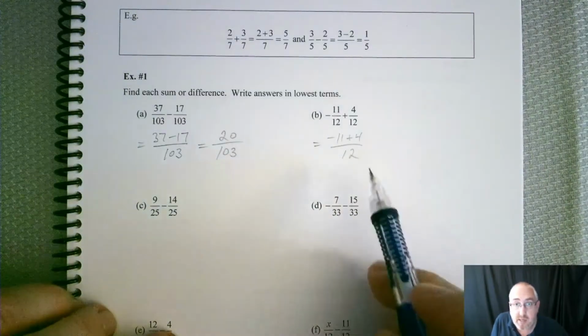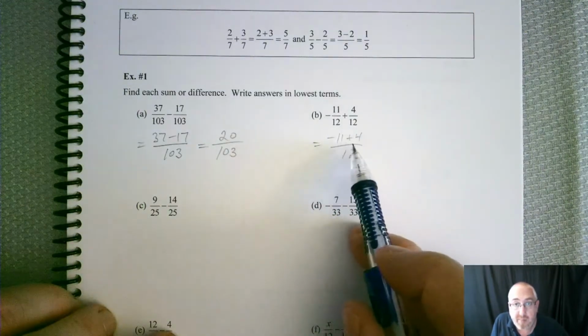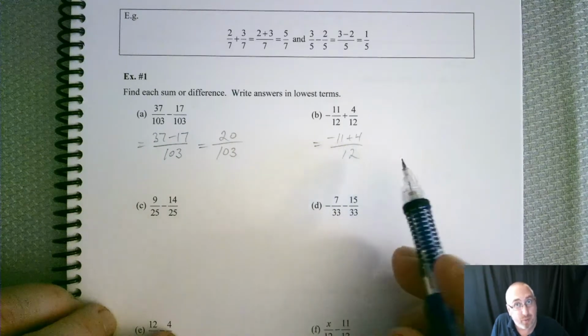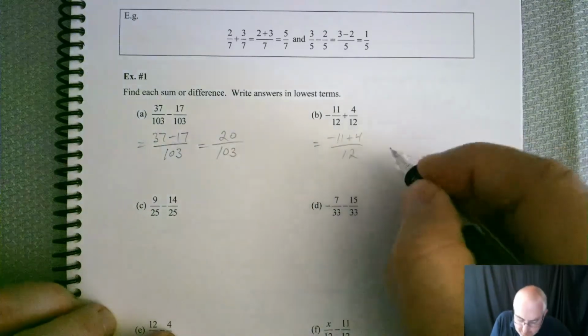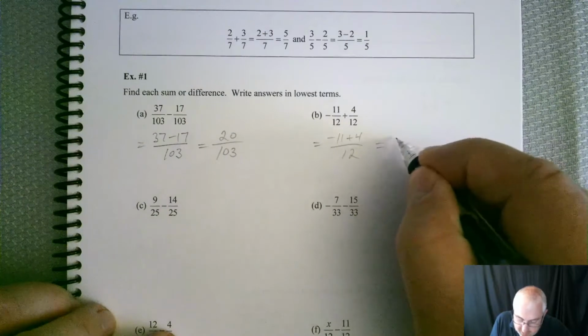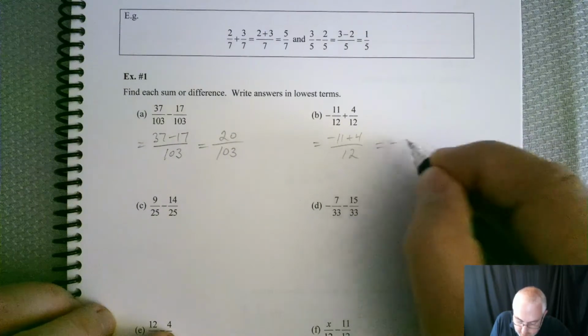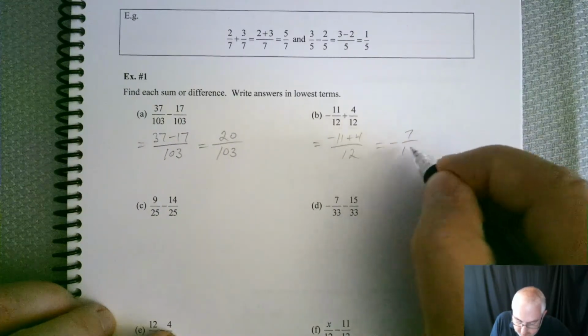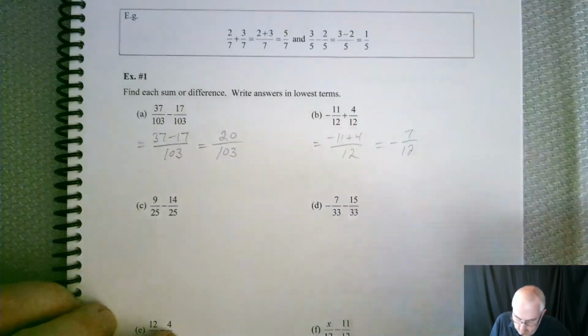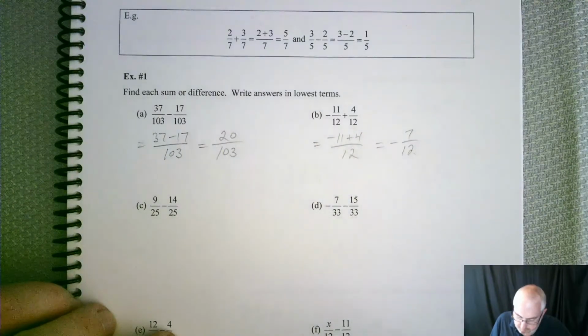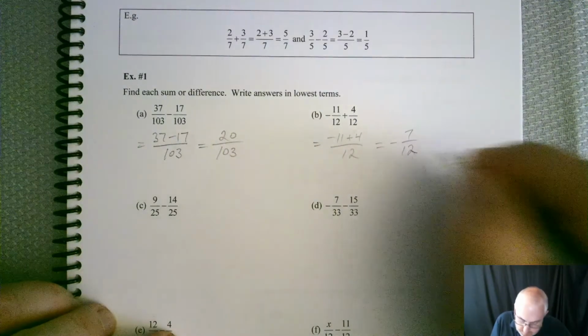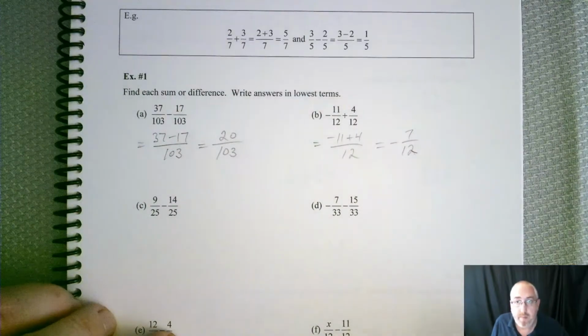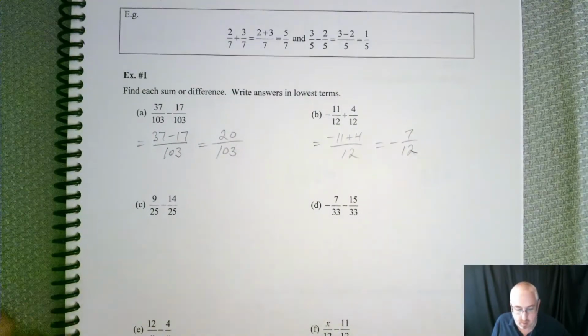And so now we just have to be careful when we combine negative 11 plus 4. If we use our rules, we know we're subtracting them. But because the negative is a bigger one, it's going to be negative 7 over 12. So negative 7 over 12. Done. Okay.